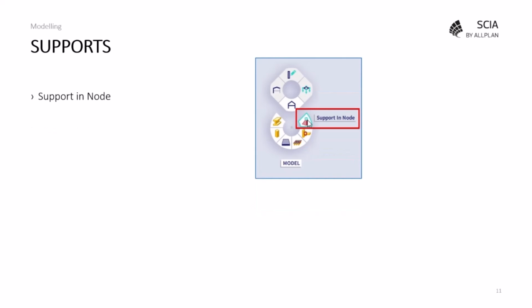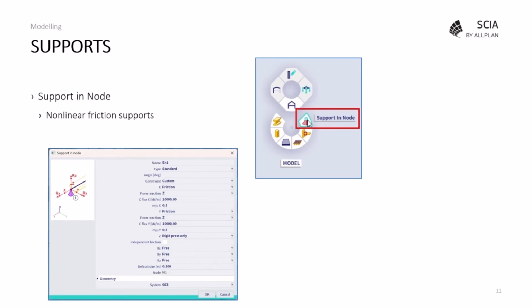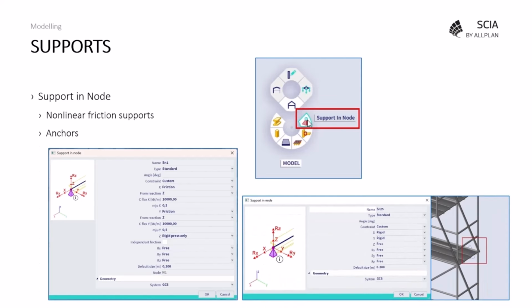Of course, we also need to add some supports to the model. We can use the support in node command for that in order to enter some nonlinear friction supports, for example, or some anchors in case you have a facade scaffold. You can use some anchors, so some rigid constraint for the X and the Y direction in this case. And then your structure is fixed or supported as you need it.